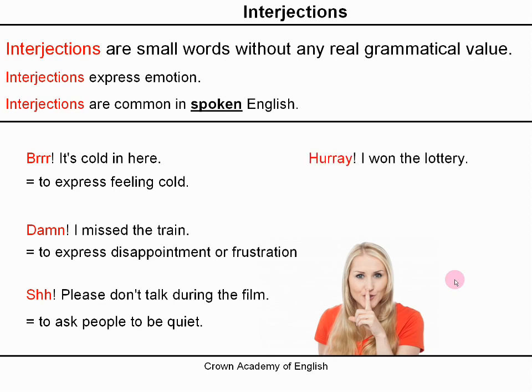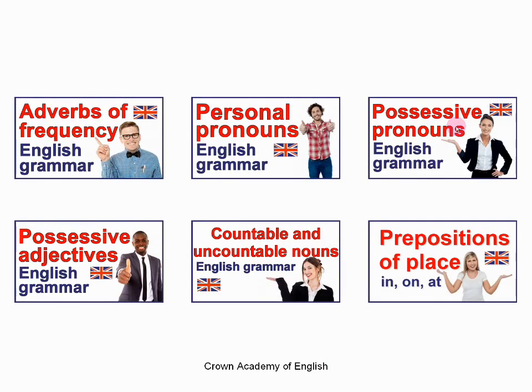And finally, hooray, I won the lottery. So hooray is expressing feeling pleased. So we are happy, we are pleased. Okay, so those are interjections. Okay, so that is the end of the lesson. That was a general overview of parts of speech.